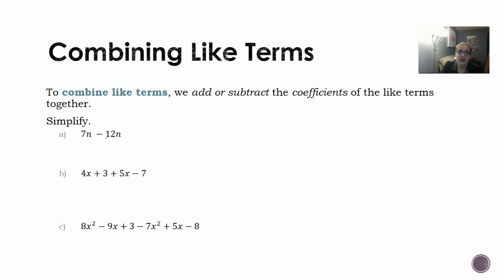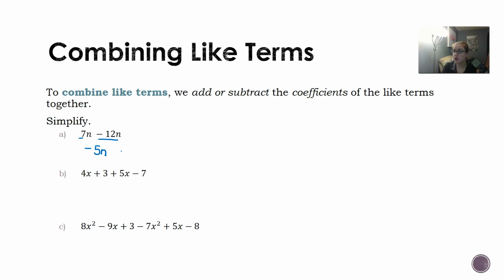7n minus 12n, they are like terms because they both have the same variable. So we want to go ahead and combine their coefficients. Now it's very important here that you notice the first coefficient is a positive 7 and the second one is a negative 12. When we add those together, 7 minus 12 is going to get you negative 5n. Notice I added the coefficients and I kept your variable.